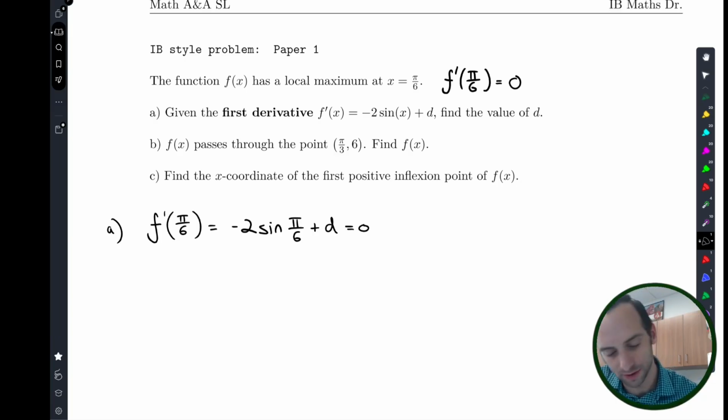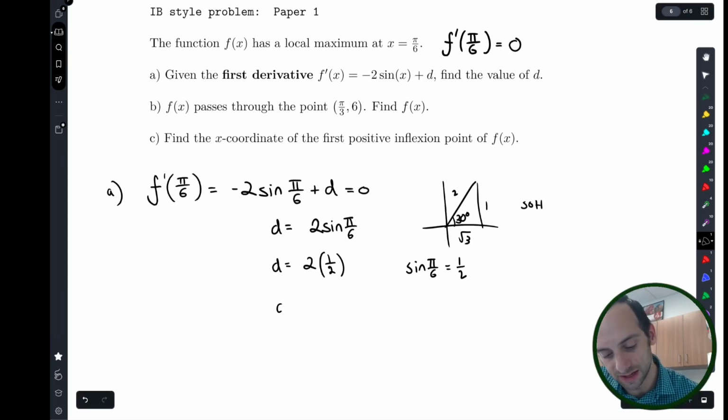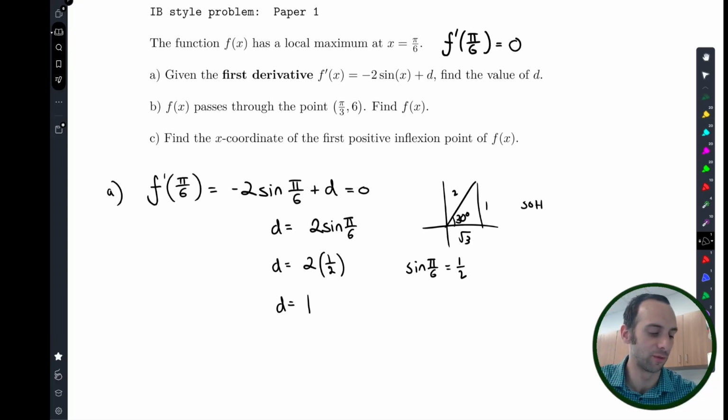Okay? We've got a one variable equation we can solve here. d equals 2 sine pi over 6. If we need to find sine of pi over 6, we can go back to our unit circle work. Pi over 6 is a 30-degree triangle. So our 30, 60, 90 is 1, root 3, 2. And then because we want sine, that's opposite over hypotenuse. So that will be 1/2. So sine pi over 6 is 1/2. Substituting that in, we find this d value is a nice clean integer of 1.